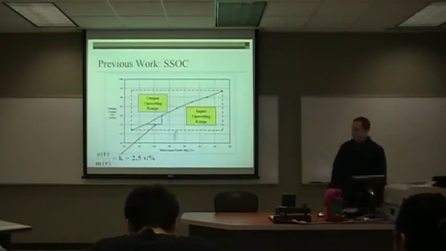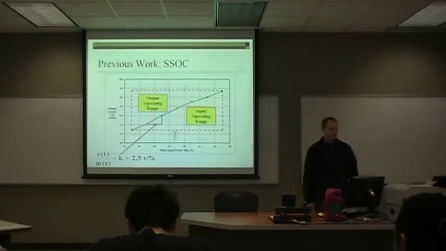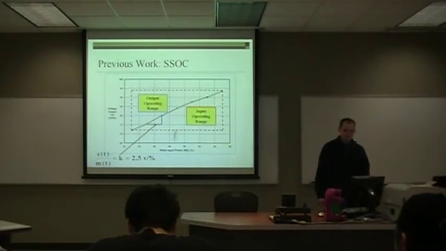This is our SSOC diagram with an output operating range in blue and an input operating range in red. The slope is a K of 2.5 volts per percent.